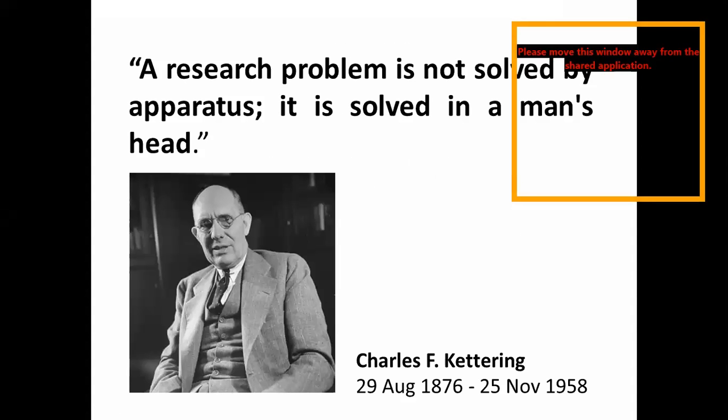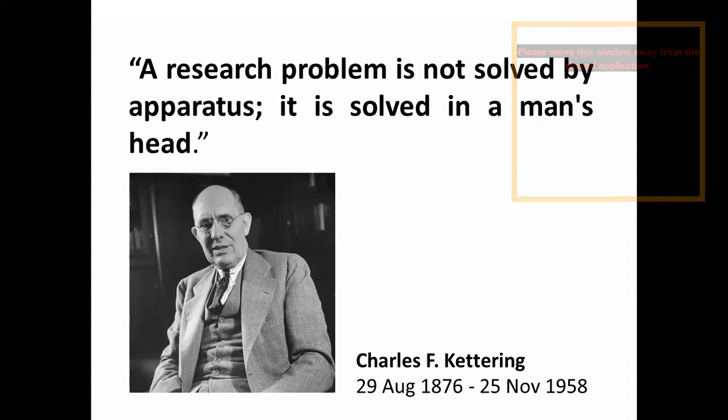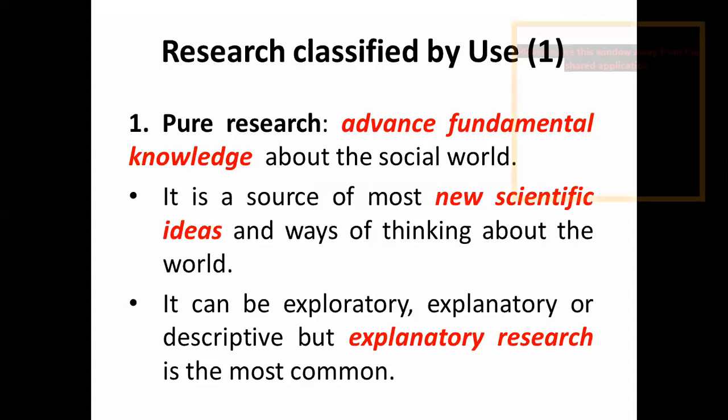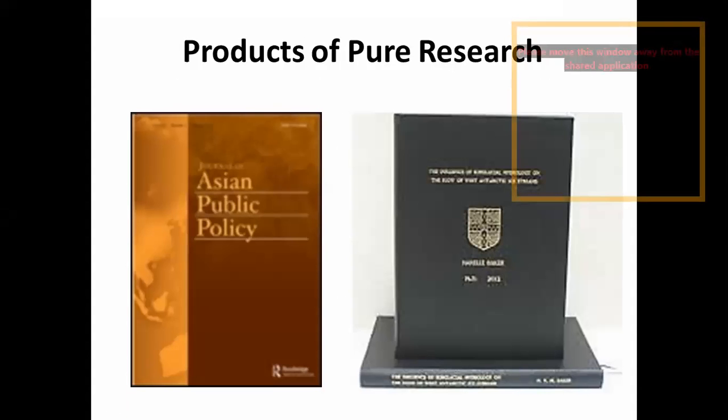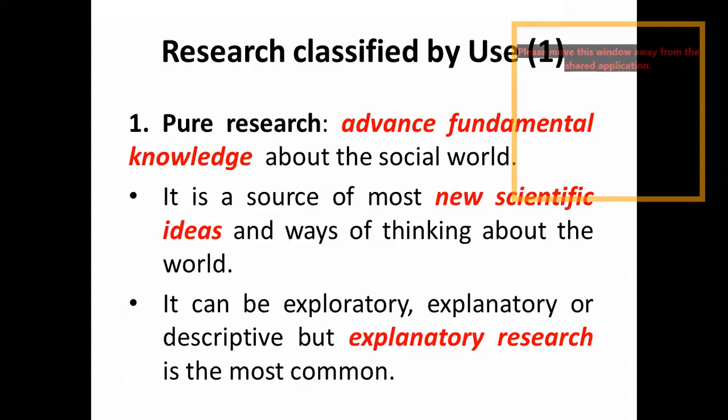So here, like I told you this morning, a research problem is not solved by apparatus. I mean that there is no machine that can solve the research problem. It must be solved in the head of the human, in the head of the researcher. So there are 2 types of research. I just want to do a quick review of what we talked about this morning.